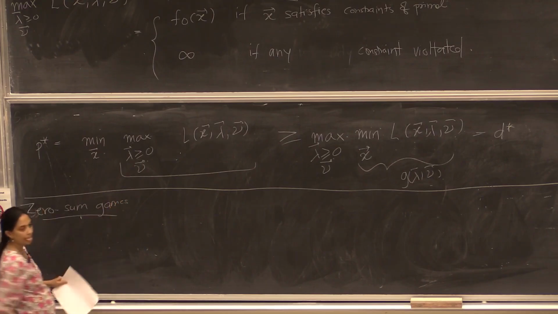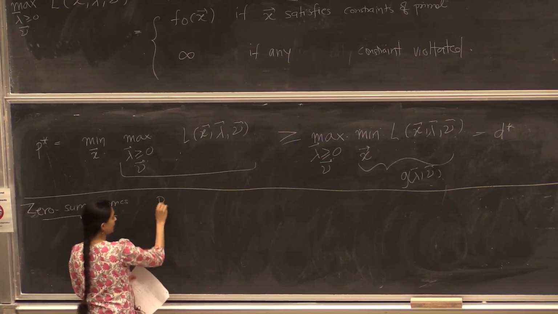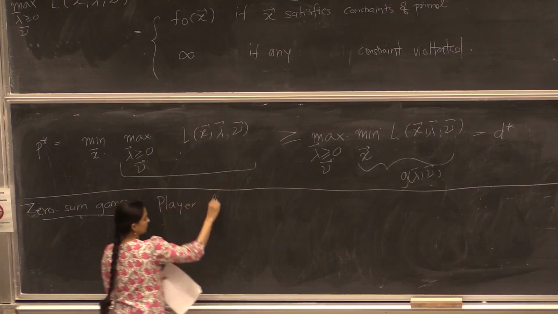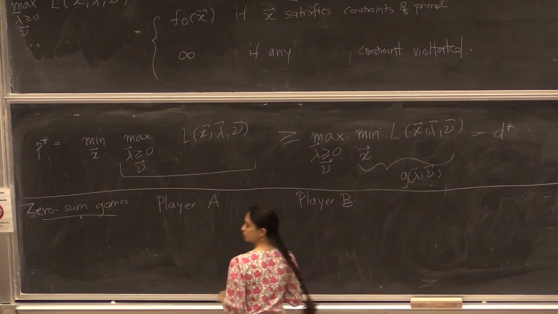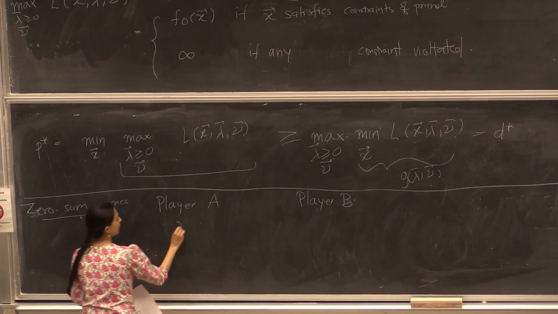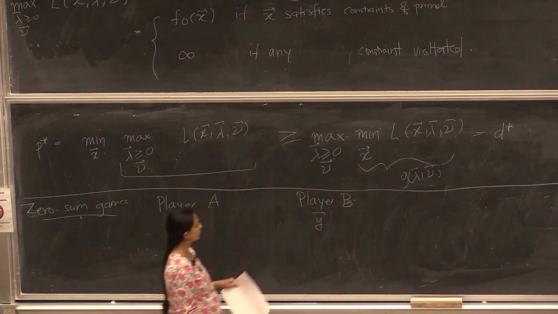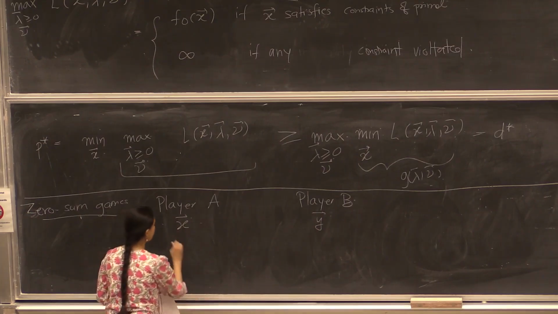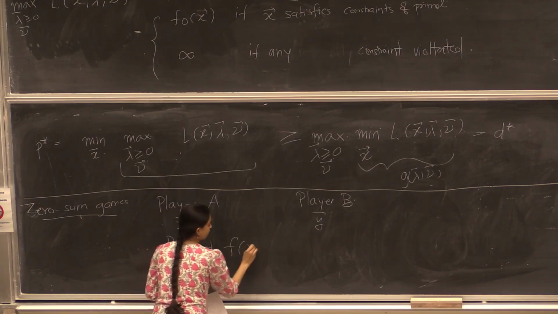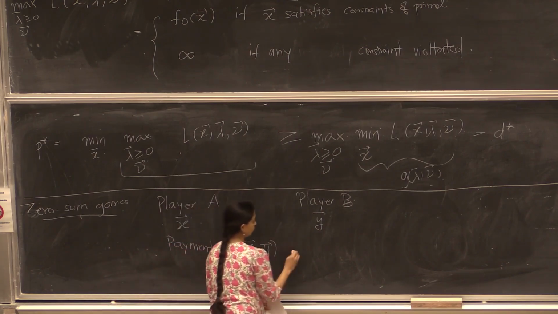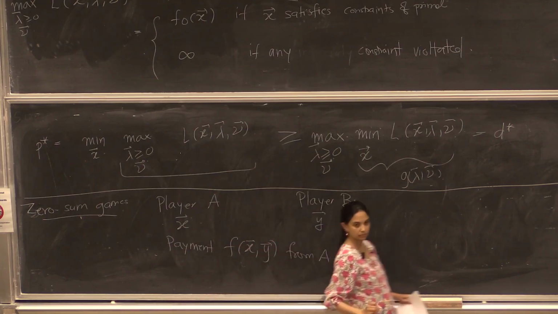Okay? So let's say you're playing a game, okay? And you have player A and player B. Player A gets to choose X. Player B gets to choose Y. And then there's a payment f of x comma y from A to B. Okay?